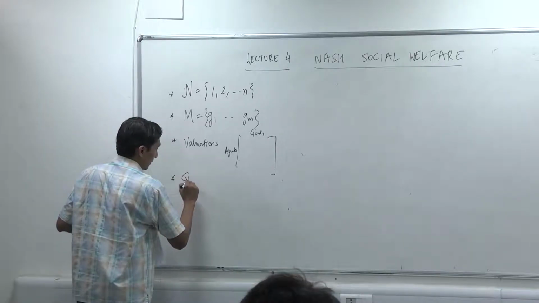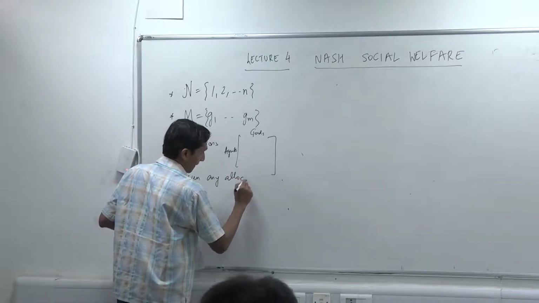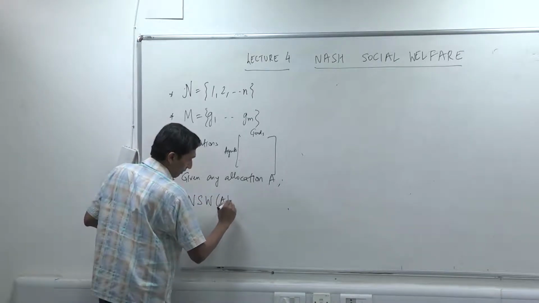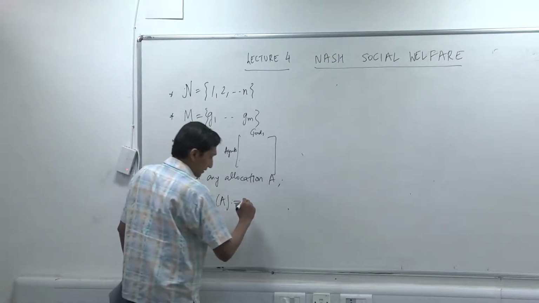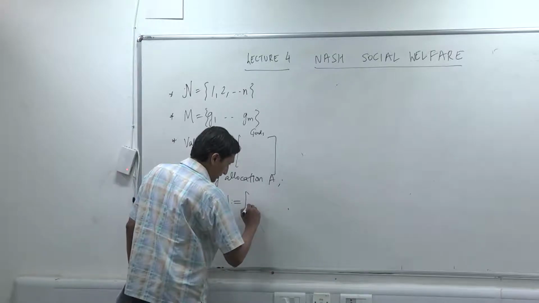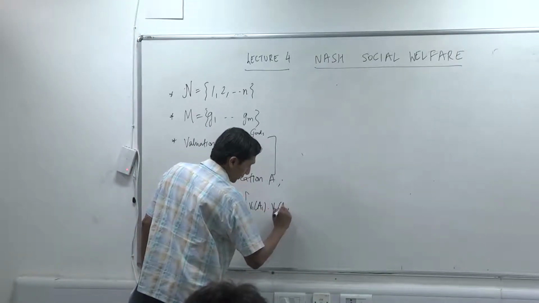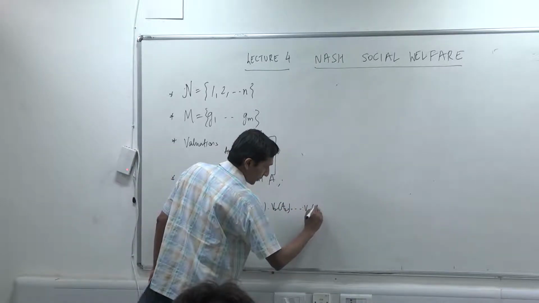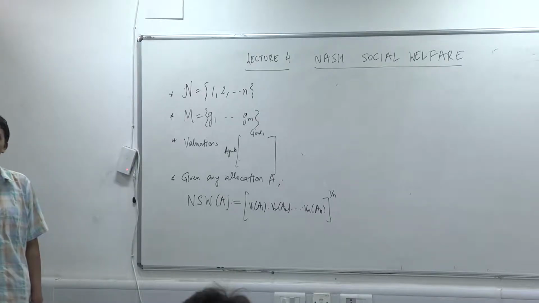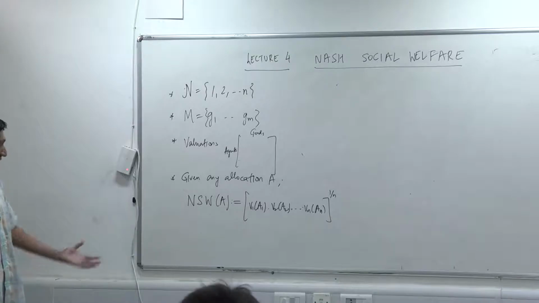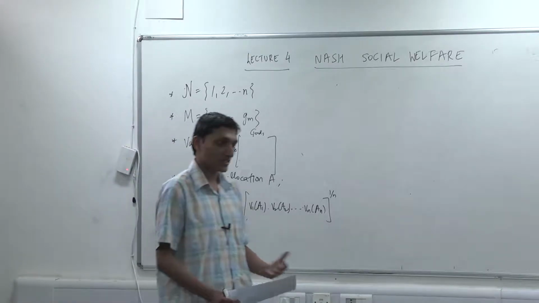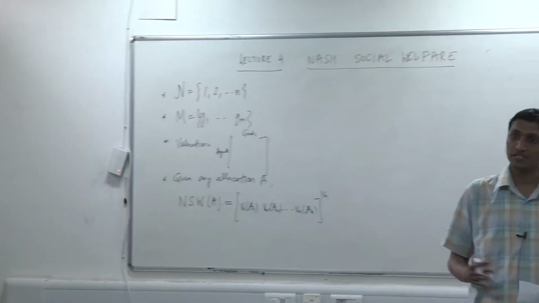So given any allocation A, the Nash Social Welfare, or NSW, of A is defined as the geometric mean of the valuations of the agents. What I mean by that is you look at v1 of A1, v2 of A2, on and on, times vn of An. You multiply all of them and take the nth root. That's Nash Social Welfare. So clearly, it's a number assigned to every allocation. And can anyone at least try to justify why a higher Nash Social Welfare might be a sign of fairness?